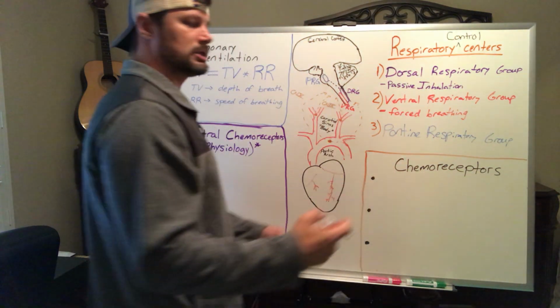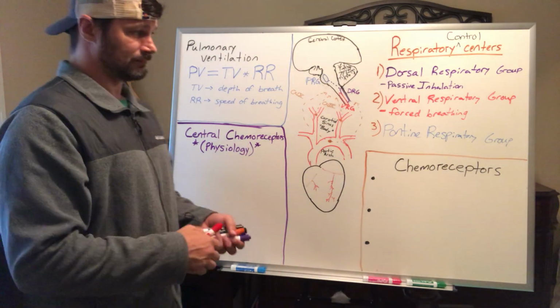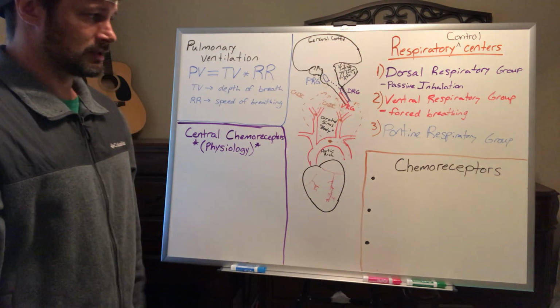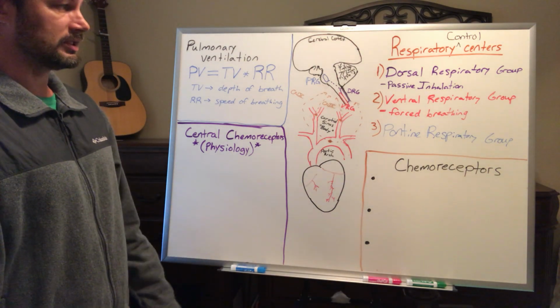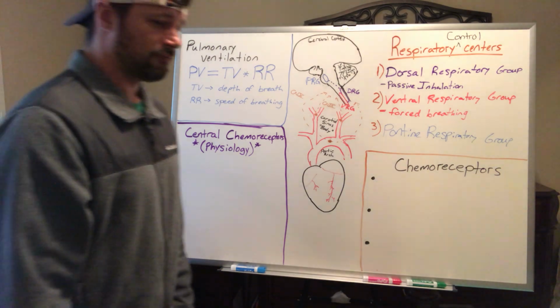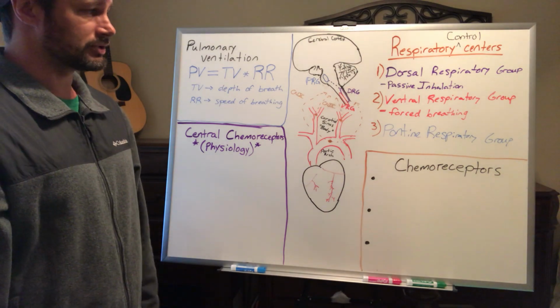Okay, this is going to start to allow the brain to send extra signals down through the phrenic nerve to the diaphragm, down to the external intercostal muscles for forced inhalation, and then for forced exhalation we can also communicate with those muscles that are involved.